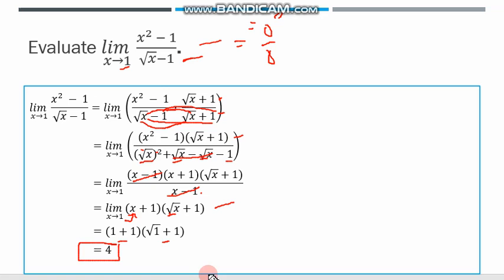And this is the limit of the function x squared minus 1 over square root of x minus 1 as x approaches 1 is equal to 4. And that's the limit, 4.